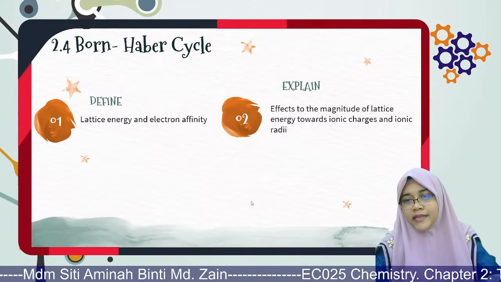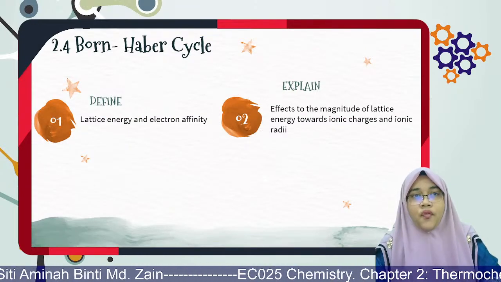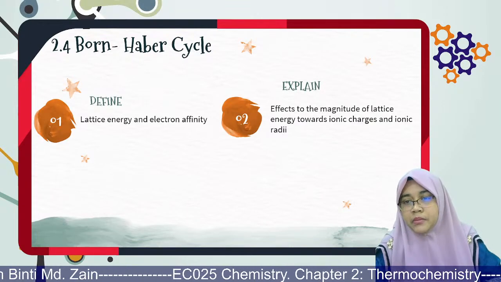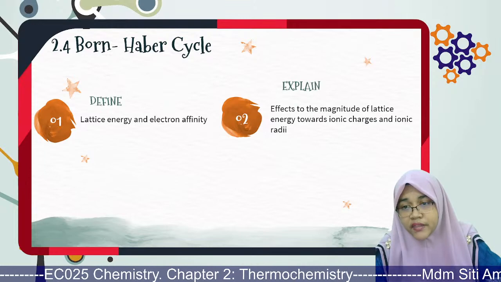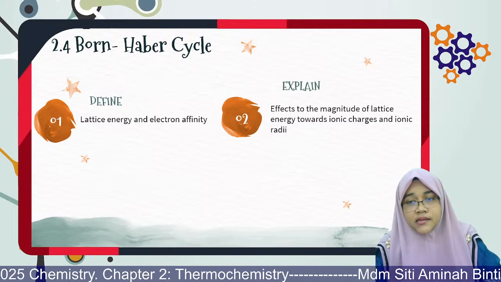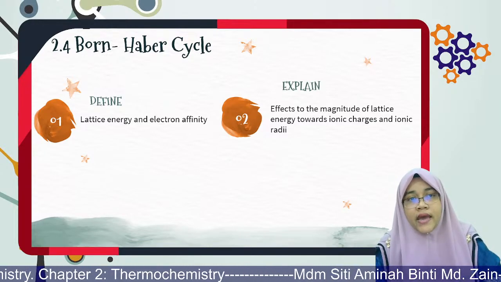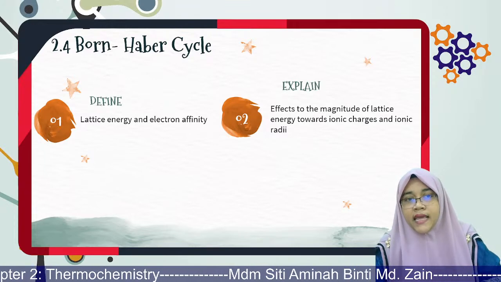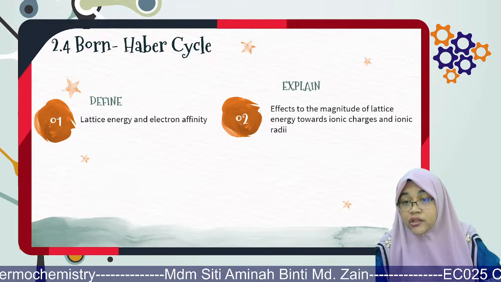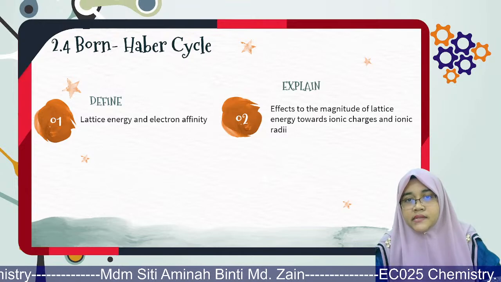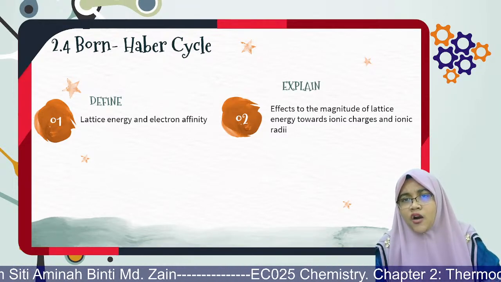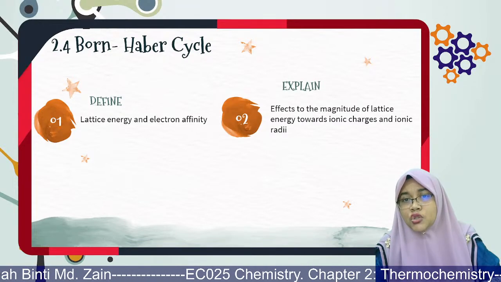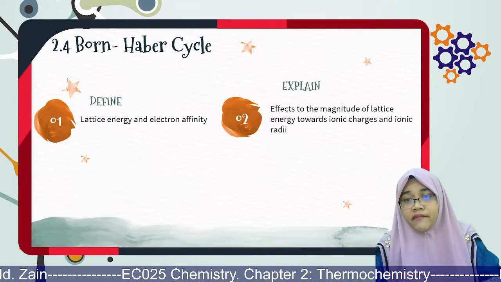And the last one in this lecture, 2.4, is about the Born-Haber cycle. There are two learning outcomes that you have to master in this lecture. The first one, you have to know how to define lattice energy and electron affinity. And the second one, you have to know how to explain the effect of the magnitude of lattice energy toward ionic charge and ionic radii.